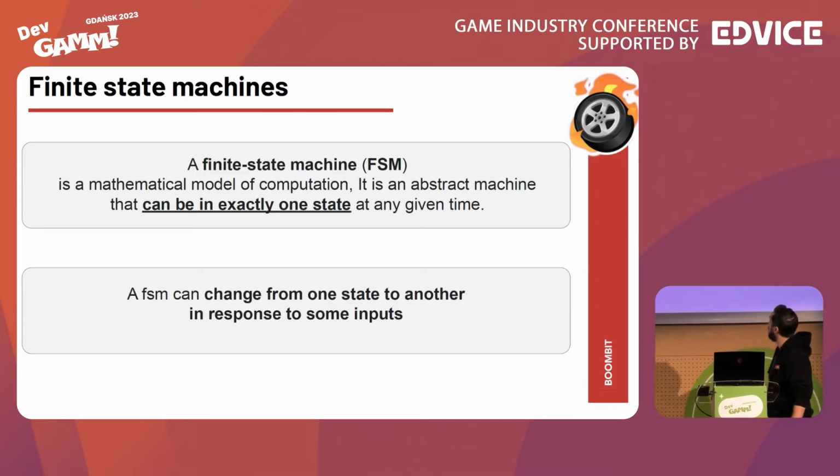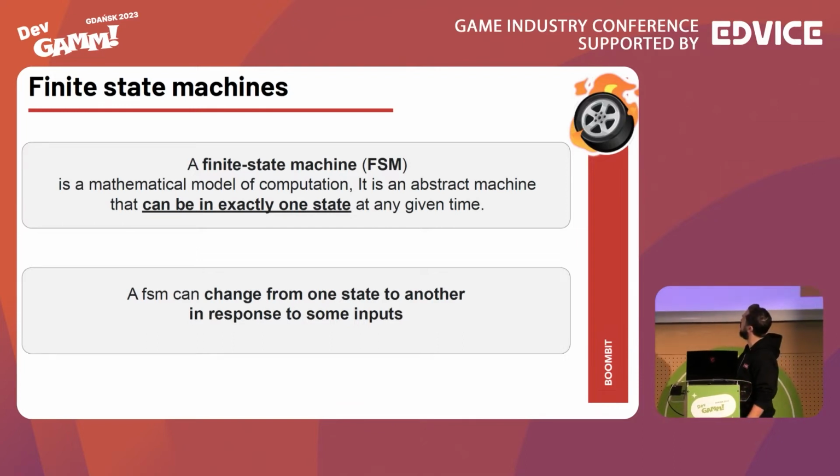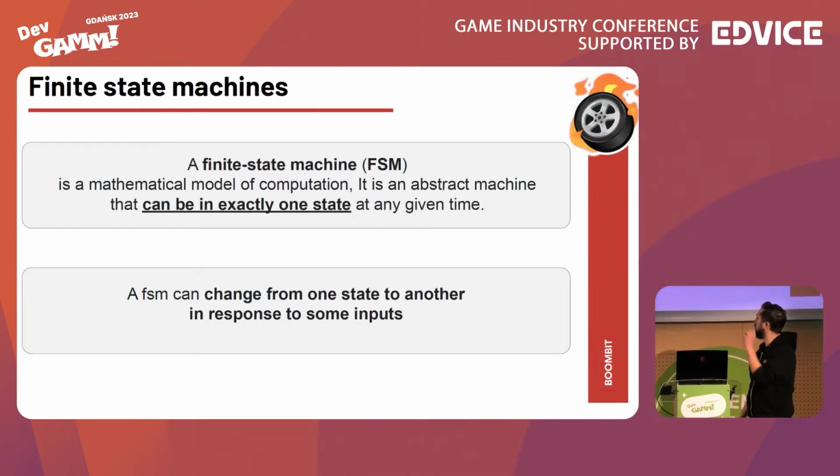So what is a finite state machine? It's a mathematical model of computation, an abstract machine that can be in exactly one state at any given time. So this is a very important first concept. And second thing, that this FSM can change from one state to another in response to some inputs.